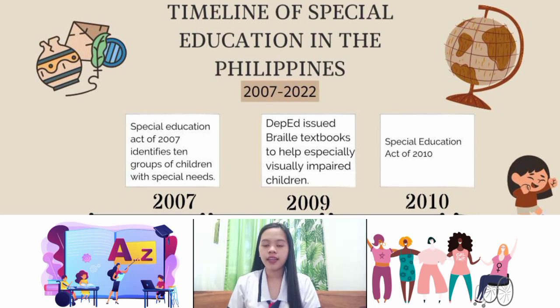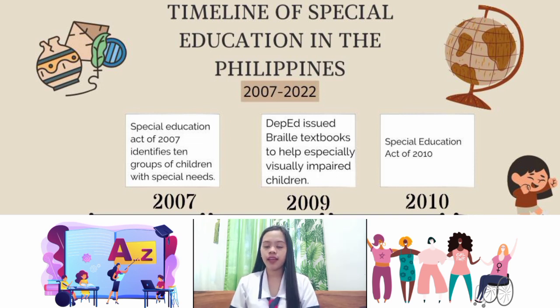In 2009, the Department of Education under its wing had 217 SPED centers that catered to the needs of children with special needs. The department issued Braille textbooks to help especially visually impaired children. Braille is a system of writing and printing for blind or visually impaired people, in which varied arrangements of raised dots representing letters and numerals are identified by touch.